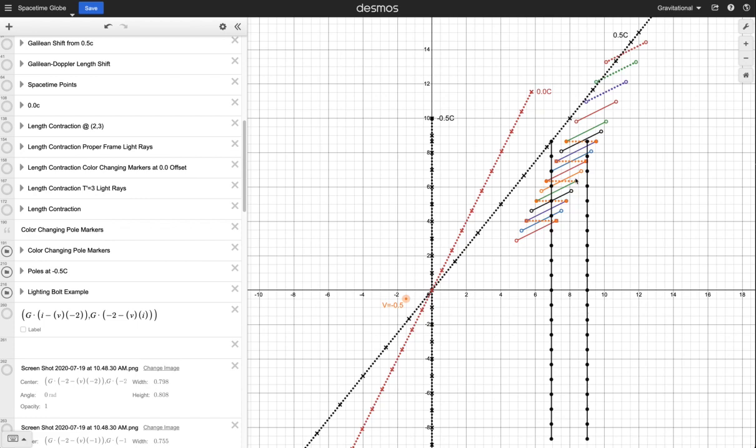But it's composed of different parts of the pole at different times in order to perform the contraction. And I think that's a very important thing to understand when you're trying to learn about length contraction. That's it.